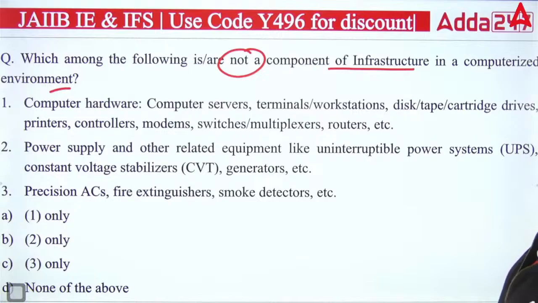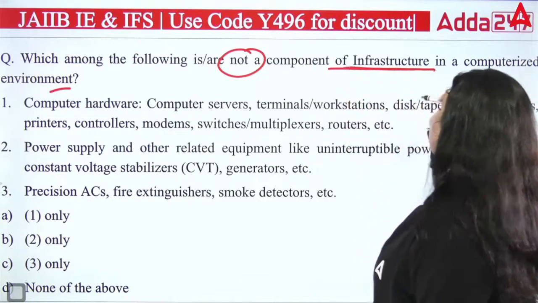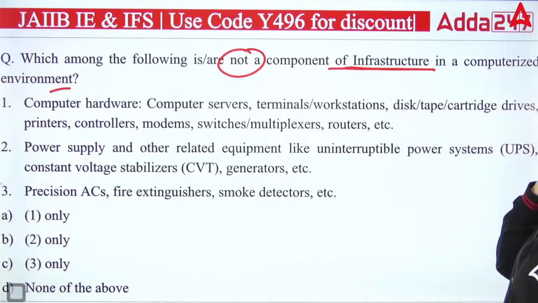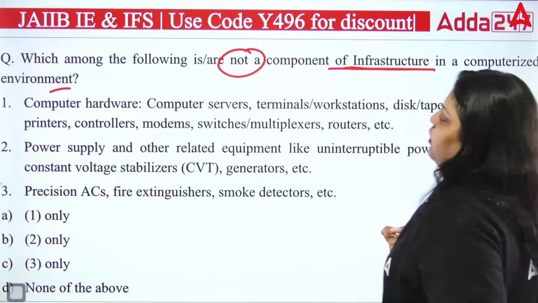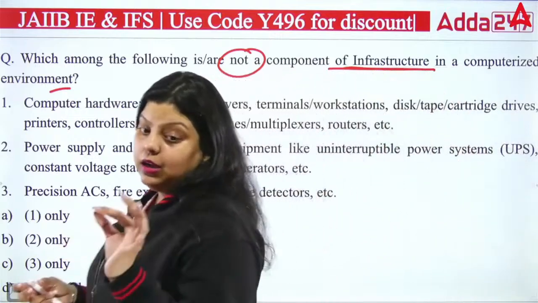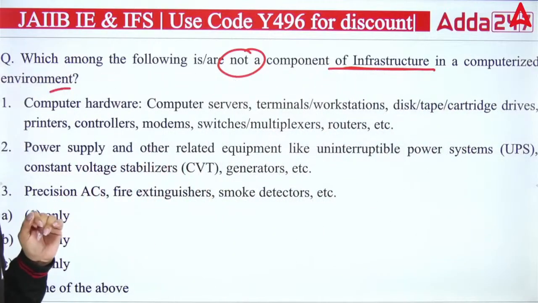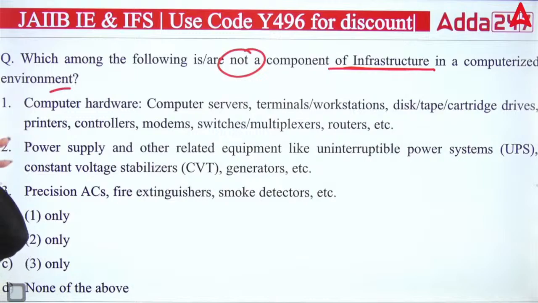Which of the following is not a component of infrastructure in a computerized environment? You are not talking about infrastructure in a computer, you are talking about the computerized environment. Which of the following is not a part of infrastructure? So let's say in a certain room you have installed the computer. What are the devices, what is the infrastructure you need?